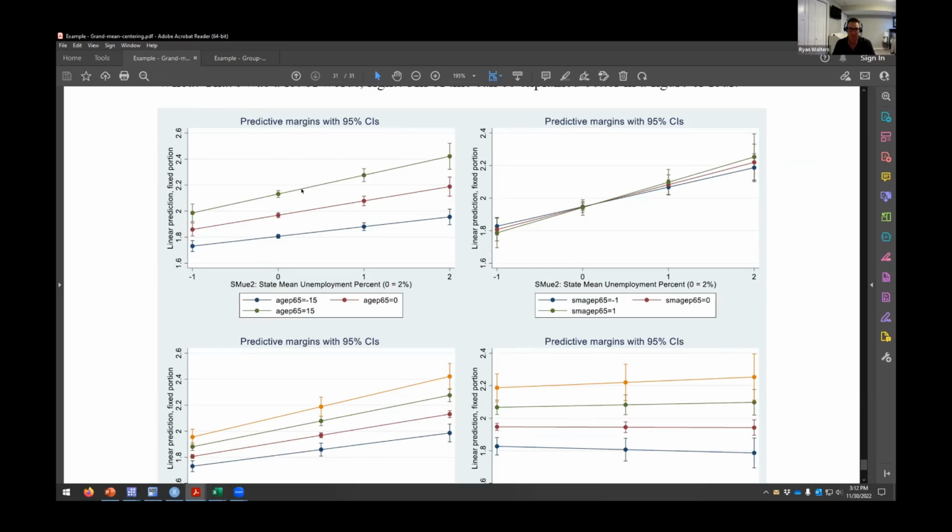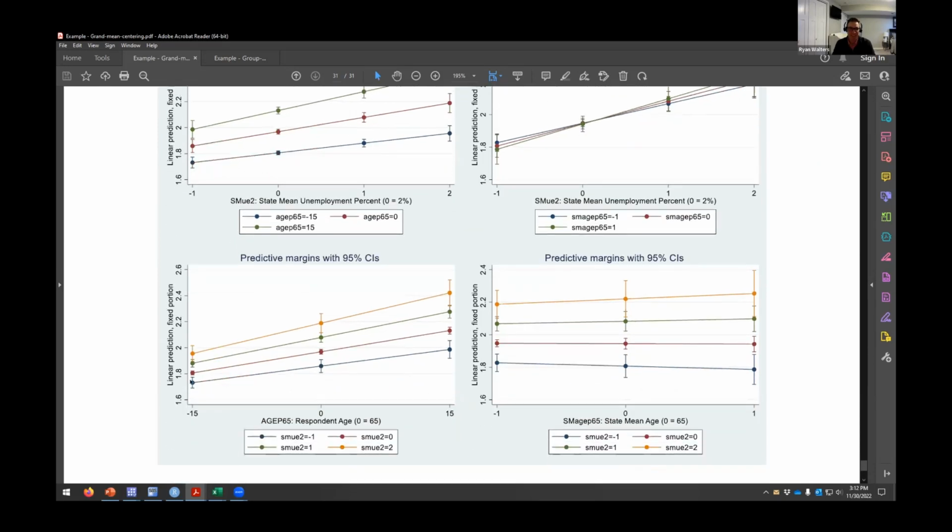That's what we had seen. Okay. We can see the exact same things here when we have age P 65. So again, a 50-year-old, a 65-year-old, an 80-year-old for 2% unemployment rate, 1% unemployment rate, 3 and 4% unemployment rate. And you can see that the age effect, the within state age effect is larger in states with higher unemployment.